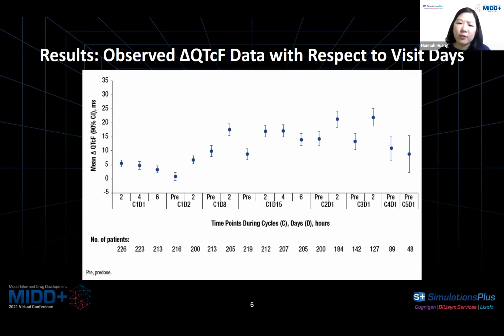This is a plot of the mean and standard deviation of the observed QTcF change from baseline, plotted against time throughout the study. As you can see, starting on day 8 in cycle 1, the average delta QTcF starts to exceed 10 milliseconds. So this is a drug that causes quite significant QT prolongation.